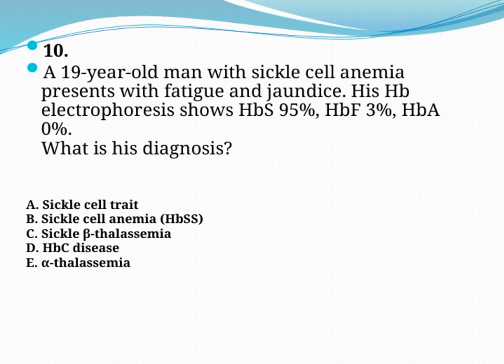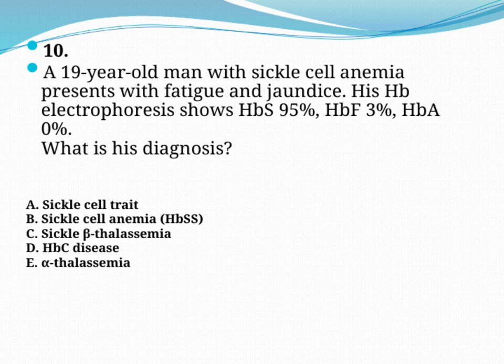The high percentage of HbS indicates that most of his hemoglobin is the sickled form. The absence of HbA suggests that he doesn't have normal adult hemoglobin, which is typical in sickle cell anemia. The small amount of HbF can sometimes provide some protective effect, but isn't enough to prevent symptoms. So, putting it all together, this electrophoresis pattern confirms a diagnosis of sickle cell anemia, or homozygous HbSS disease.